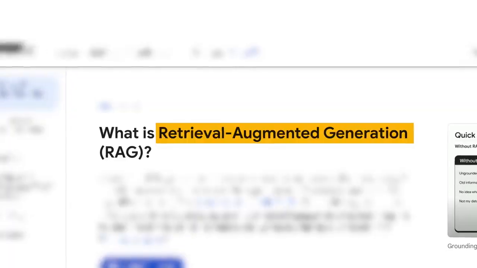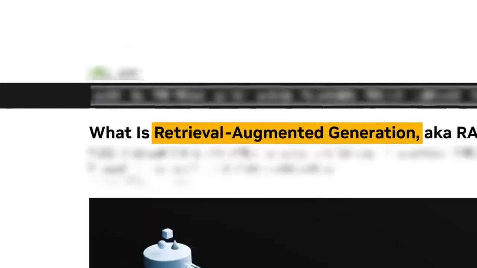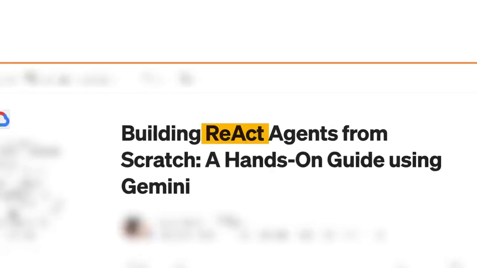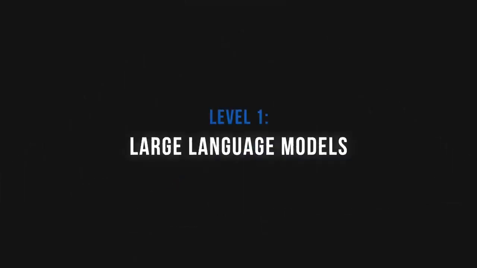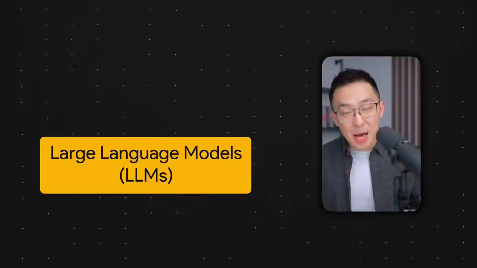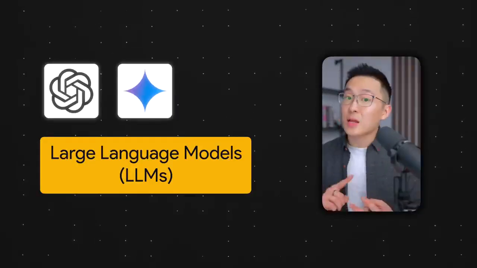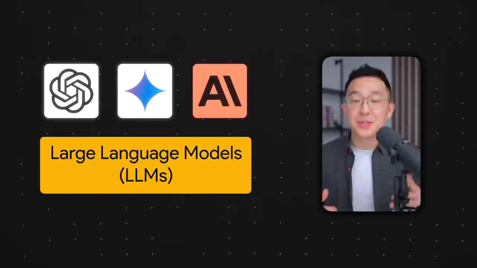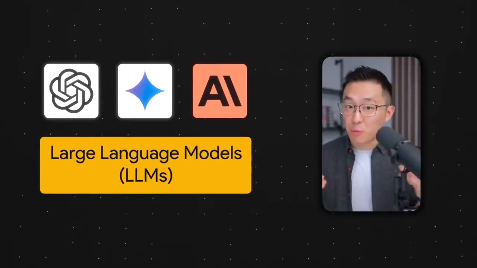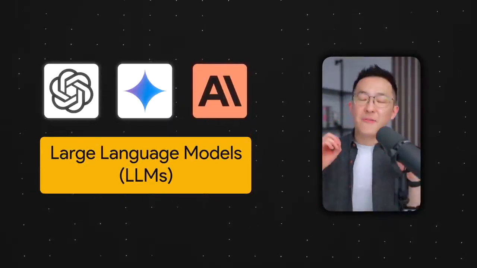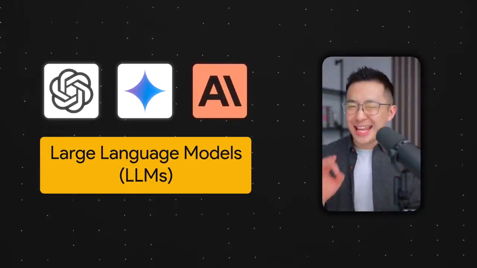And believe me when I tell you, those intimidating terms you see everywhere, like RAG or ReAct, are a lot simpler than you think. Let's get started. Kicking things off at level 1, large language models. Popular AI chatbots like ChatGPT, Google Gemini, and Claude are applications built on top of large language models, LLMs, and they're fantastic at generating and editing text.